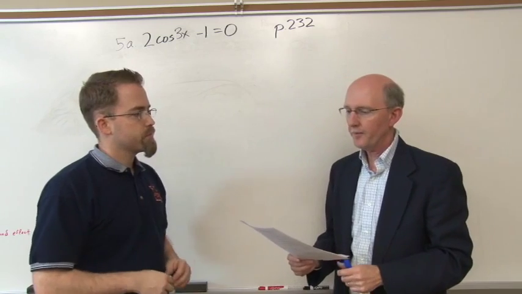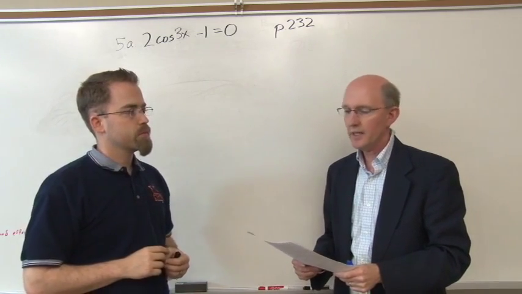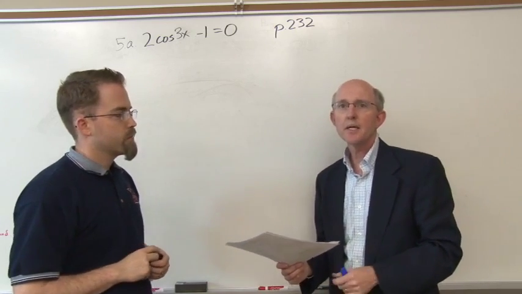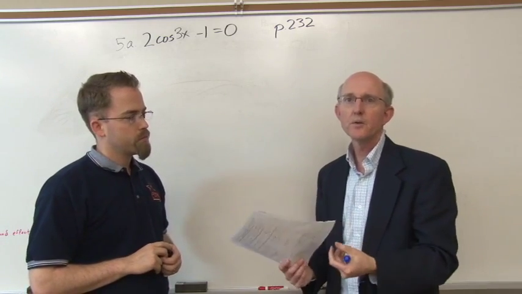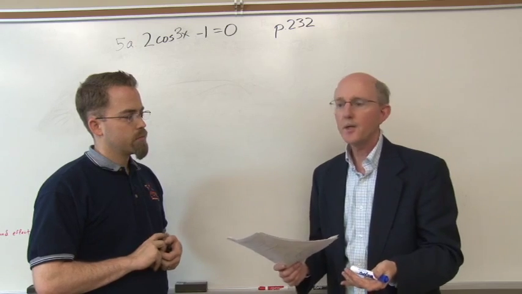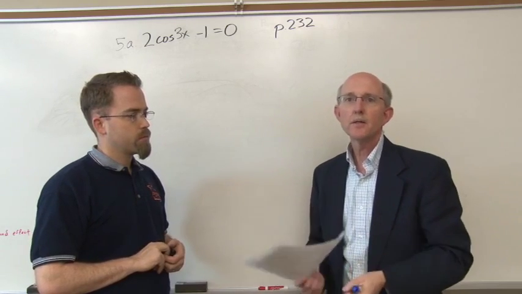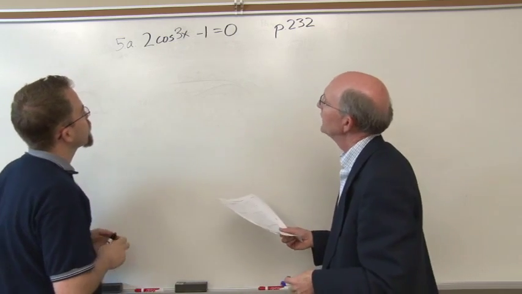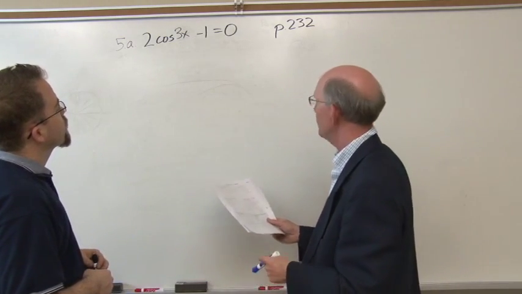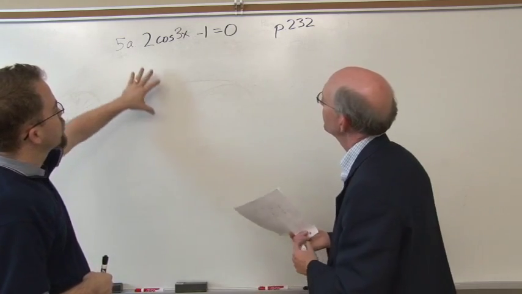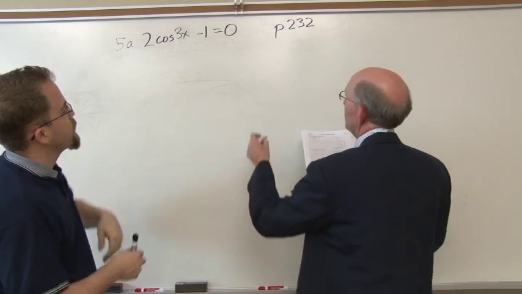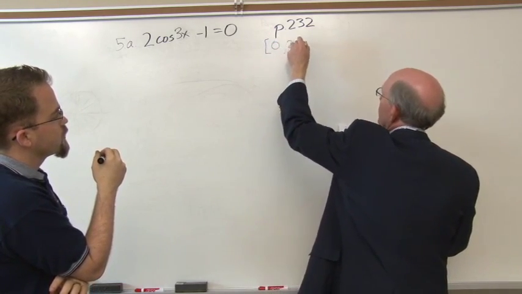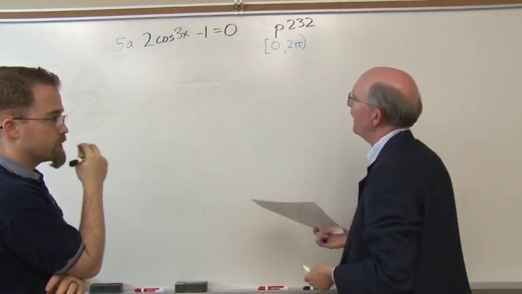That's where we are going to finish what we started last time on solving trig equations. We saw last time that to solve an equation, we're looking for all the solutions that satisfy the equation, and we did that by using some understanding of trigonometry. So let's see what we have here today with 5 part A on page 232: 2 cosine 3x minus 1 equals 0, and we're looking for those solutions again between 0 and 2 pi.